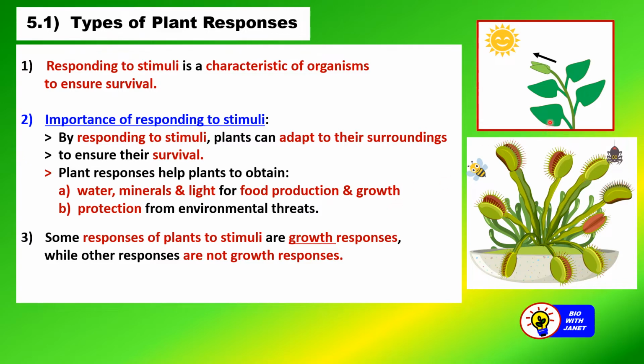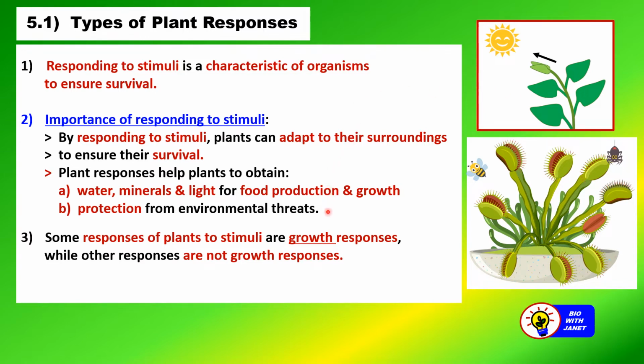For example, why do shoots grow towards the sunlight or light? That's because it will help them to absorb more sunlight, which is needed for the process of photosynthesis, so that they can carry out faster photosynthesis and produce more organic food substances for their own growth and development, right? So this type of plant response is called phototropism.